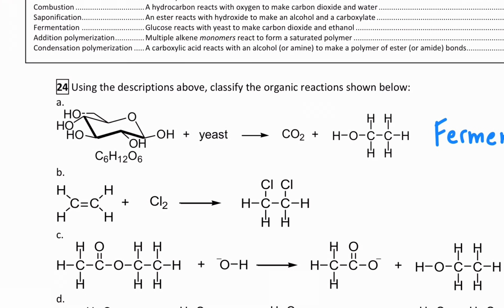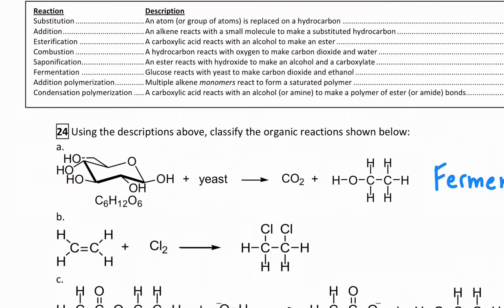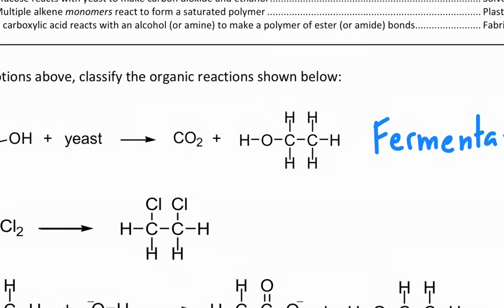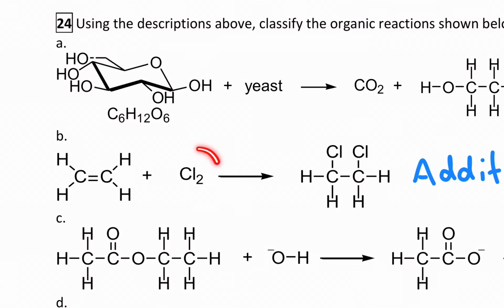B shows an example of an alkene reacting with a chlorine molecule, and the pi bond goes away to give all sigma bonds in this 1,2-dichloroethane molecule. This is an example of an addition reaction. An alkene reacts with a small molecule to make a substituted hydrocarbon. It doesn't have to be chlorine. There's a variety of small molecules where they add one group to one carbon and one group to the other to give you a substituted hydrocarbon.